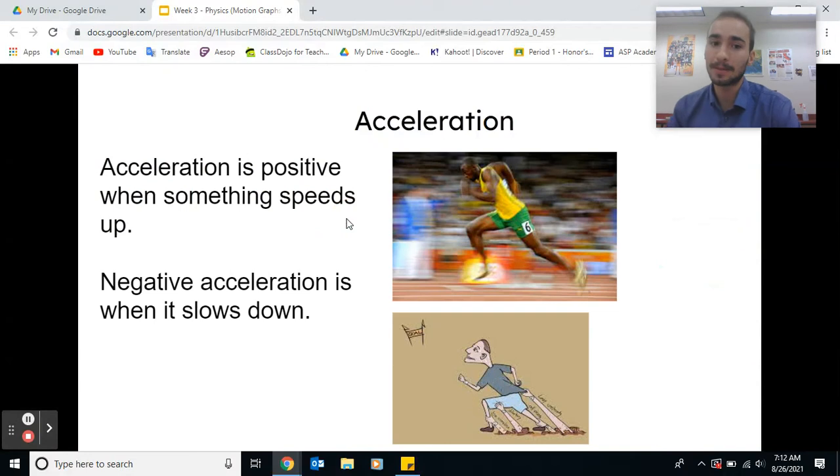So please write acceleration is positive when something speeds up and negative when it slows down, if they're both going forward. So two things are going forward. Acceleration is positive if you're speeding up, negative if you're slowing down.